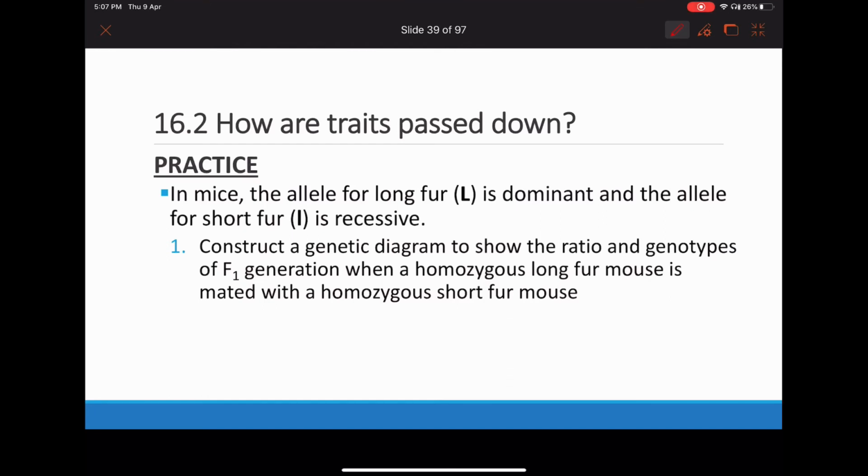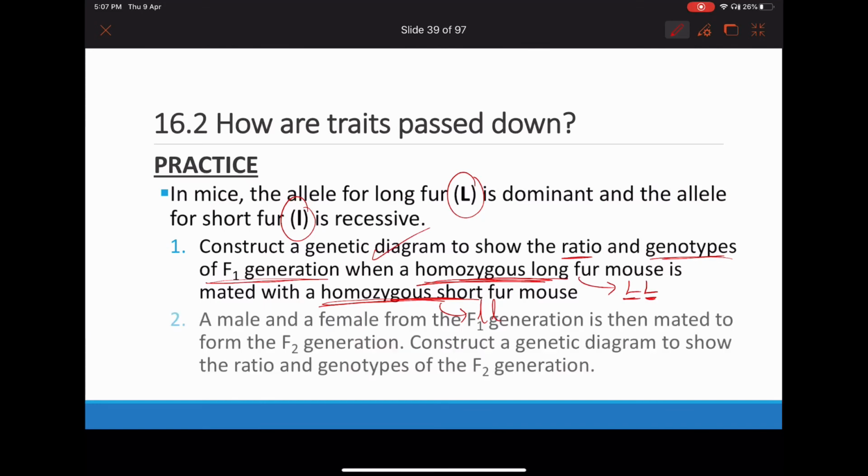Before we start off, let us do some working. Capital L is dominant, small letter l is recessive. If the first mouse is homozygous long fur, homozygous will tell you that it is made out of 2 of the similar allele, and since it's long fur, it will be 2 capital L. Likewise, homozygous with short fur will be 2 small l, and that will be the genotype of the mouse. Not the alleles, but the genotype. You're supposed to construct a genetic diagram, so not a Punnett square for this question. And you're supposed to show the ratio and genotypes of the F1 generation. So you're going to do one set to show the F1 generation.